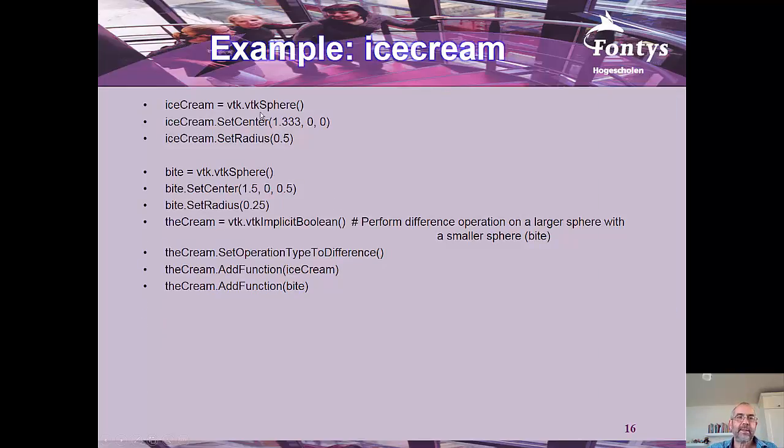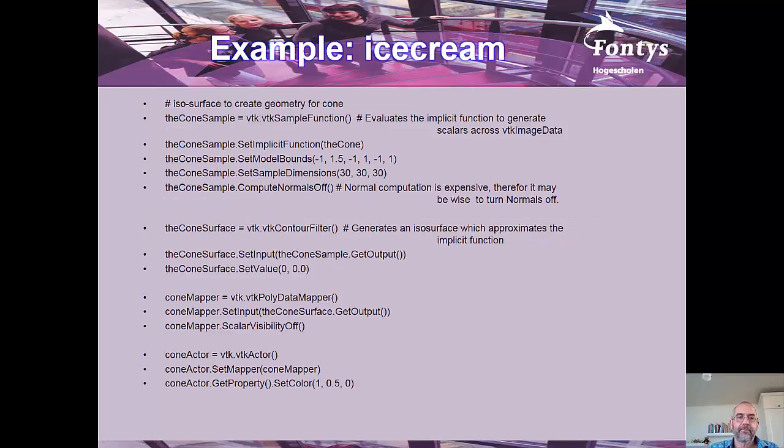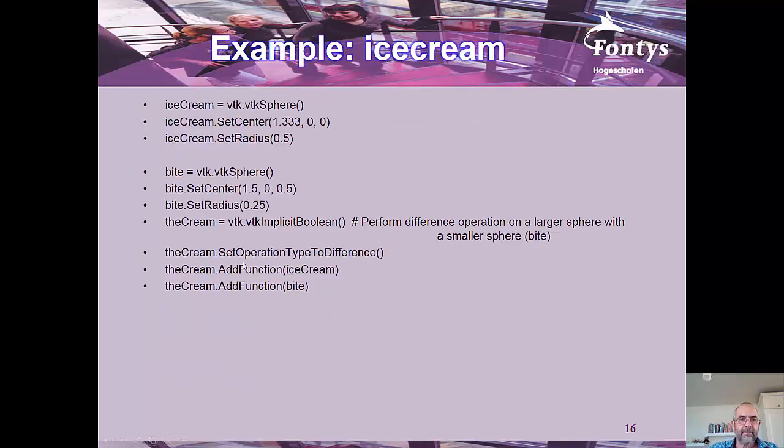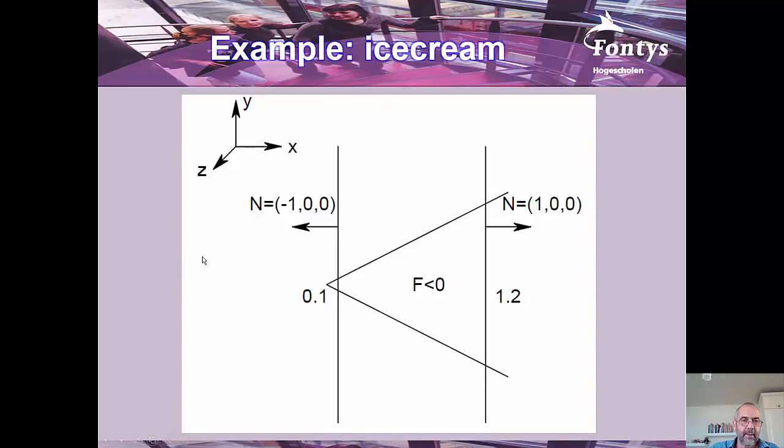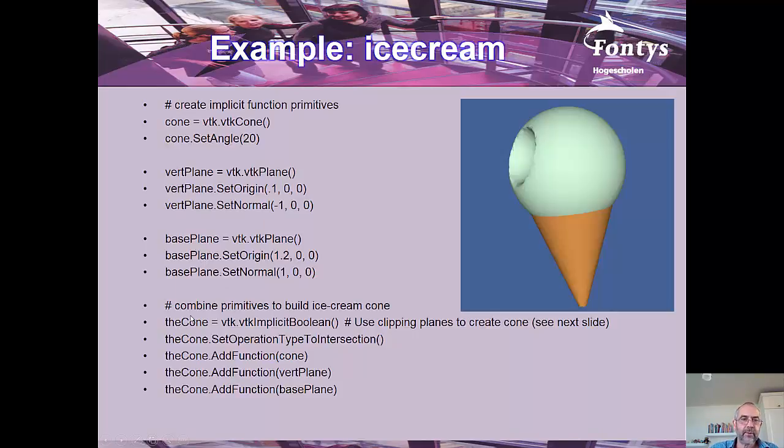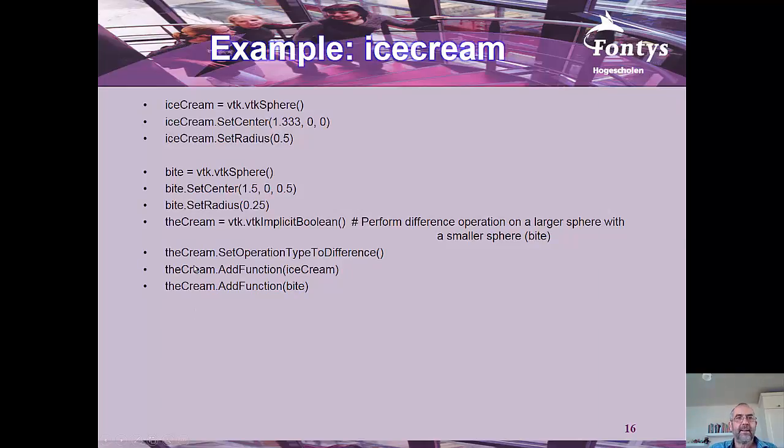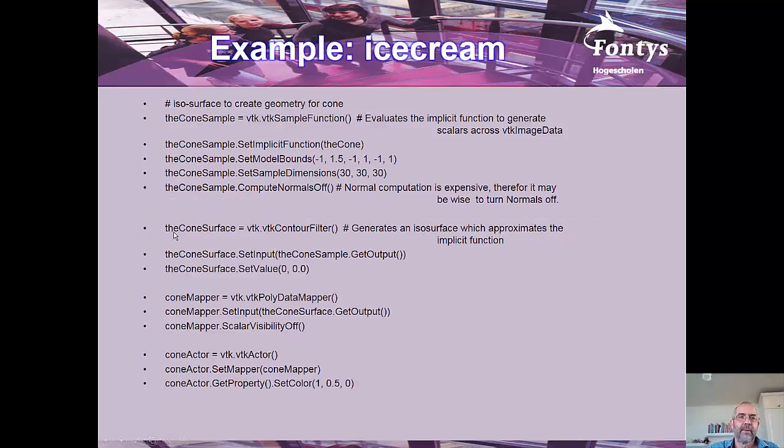Then the ice cream itself, it's a big sphere, the bite is a small sphere, and here we take the difference, the big sphere minus the small sphere. So then we get a function which is called the cream, and for the cone we get a function that's called the cone. So the infinite cone is this one, but this is the clipped cone. And the complete sphere is this one, the green, that's the big sphere minus the small sphere.